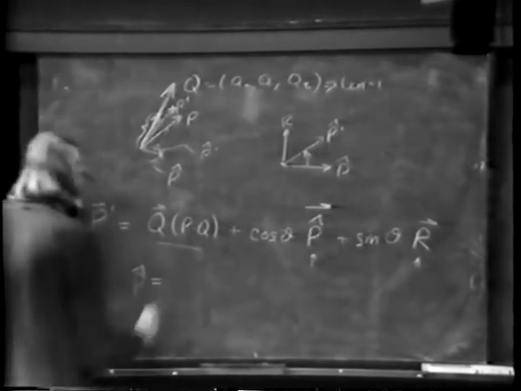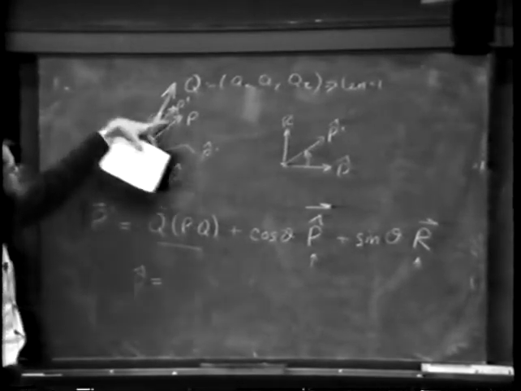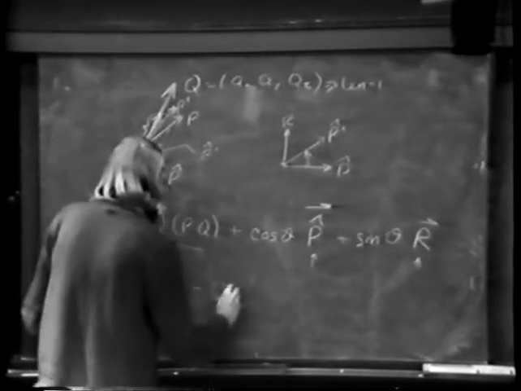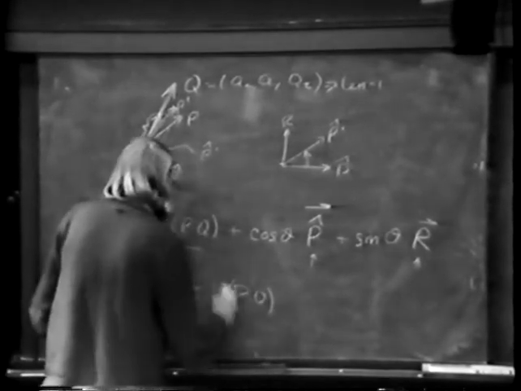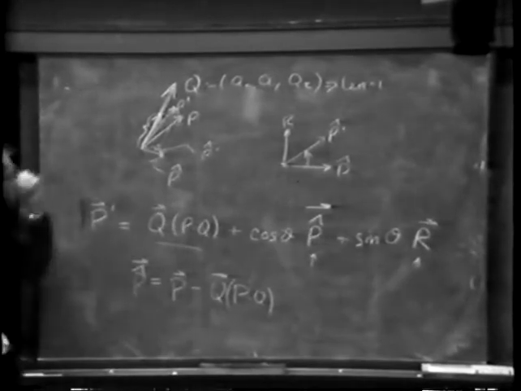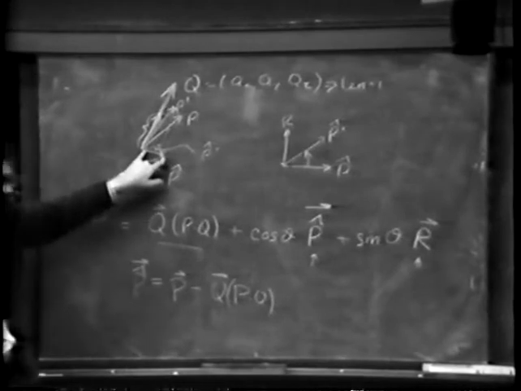P hat is the projection onto here. That's kind of what's left over after you subtract off this thing from P. It's P minus that. P minus the projection onto Q, so you just kind of flatten it down into here. That's P hat.